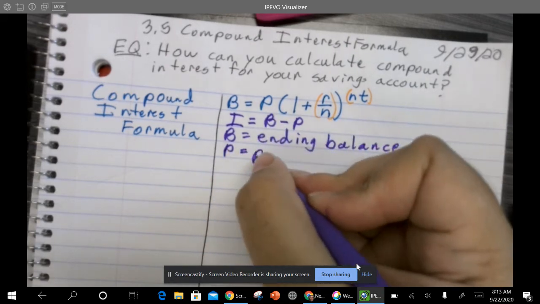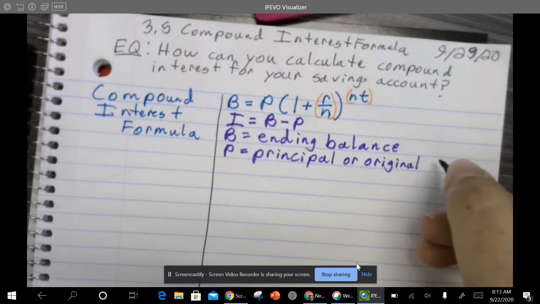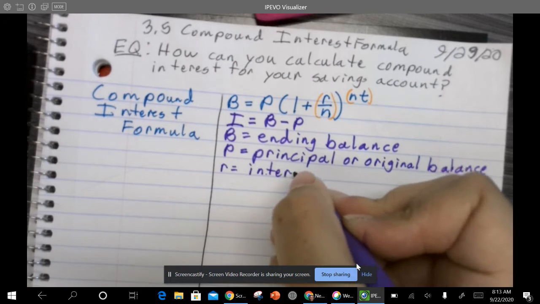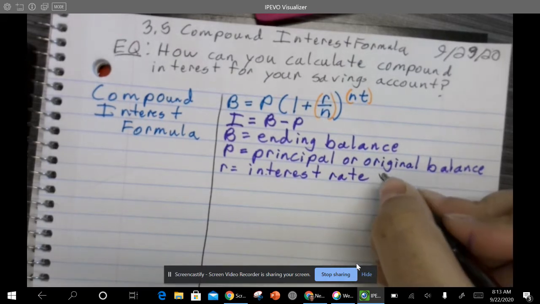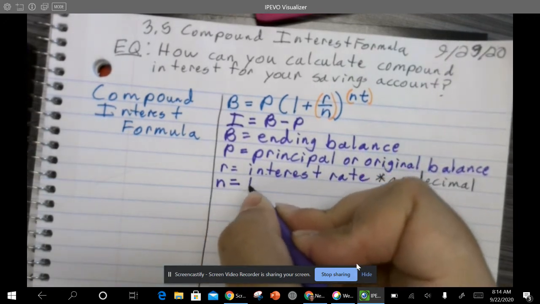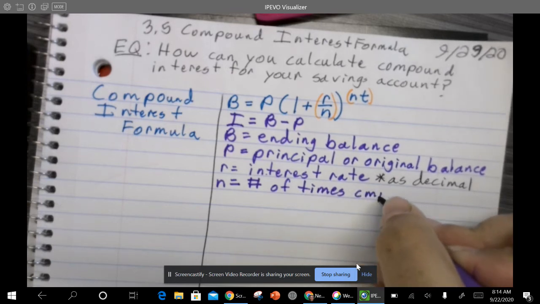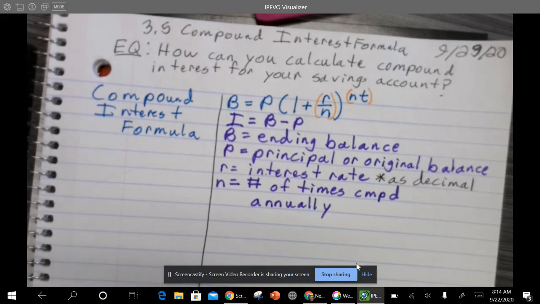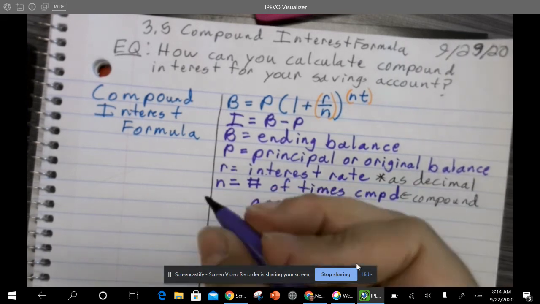Okay, so remember, B stands for balance, so the ending balance. P is the principal or the original balance. I'm not talking about Mr. Gilmore, I'm talking about the principal or original balance. Okay. R is the interest rate. Okay, of course, that's a decimal. And N, remember I said is the number of times that it's compounded per year. So number of times compounded annually or per year. Okay, so CMPD, everybody stands for compound. And then T is our time in years.